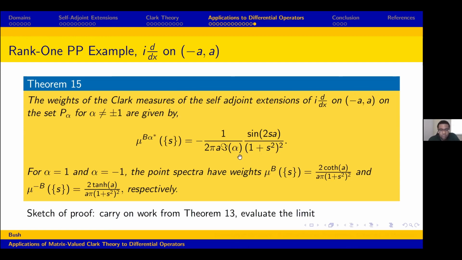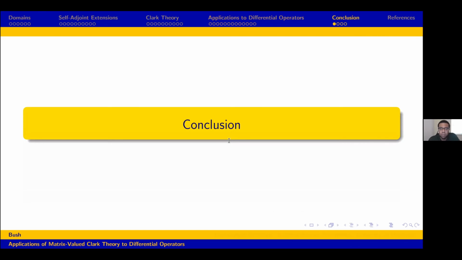And so, to see this, you just, like I said, keep going from where Theorem 13 left off to see that. So those are the three examples I want to talk about.